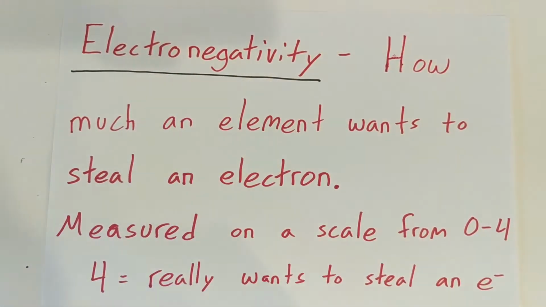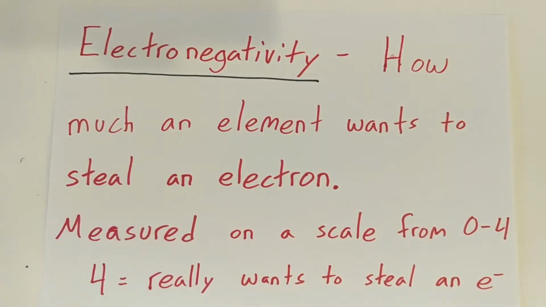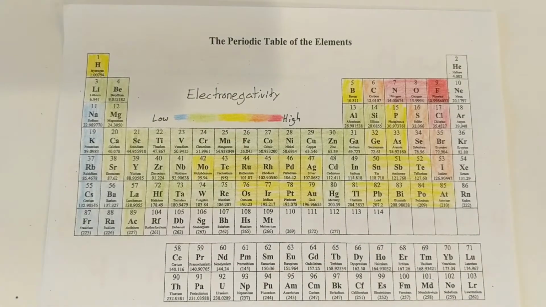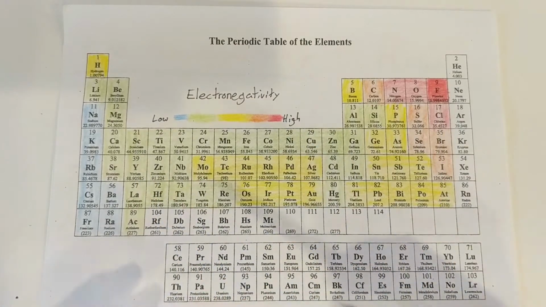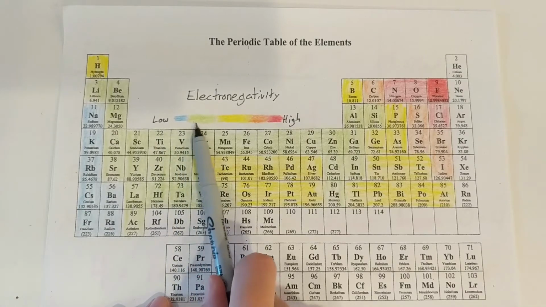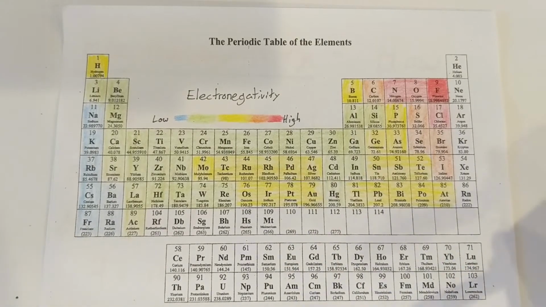So we're going to be talking first about electronegativity. And this is how much an element wants to steal an electron from another element. And it's measured on a scale from 0 to 4, where 4 is it really, really wants to steal that electron. 0, not so much. So what we have here is a periodic table in which I colored the different elements' electronegativity. A low electronegativity would be blue, and as it increases, I colored green, yellow, orange, and then our highest electronegativity will be red.